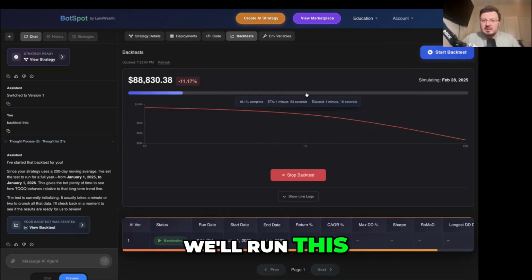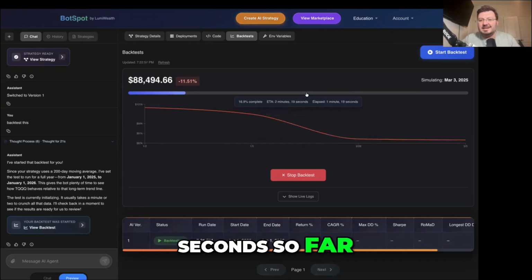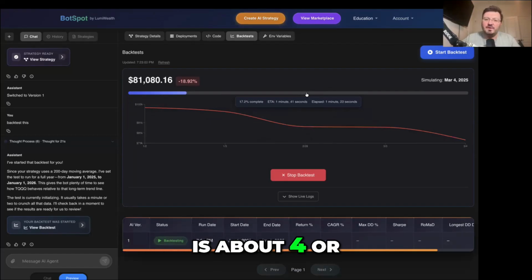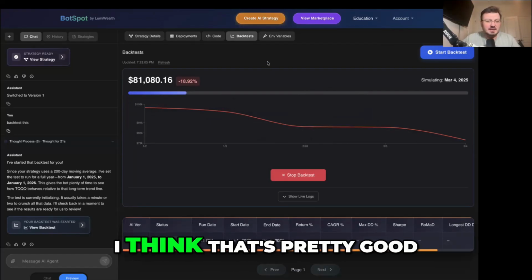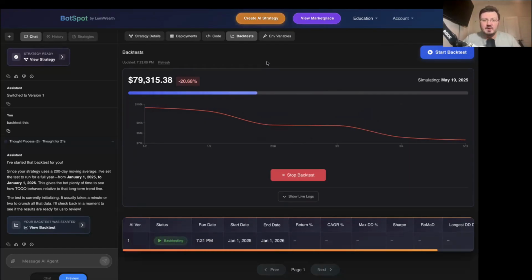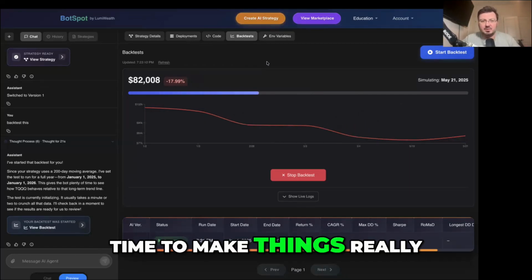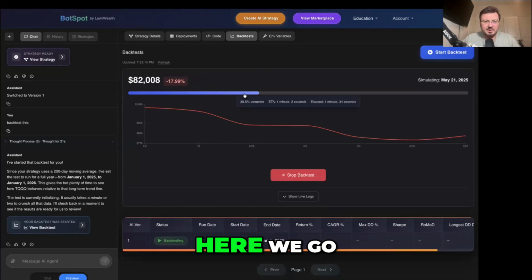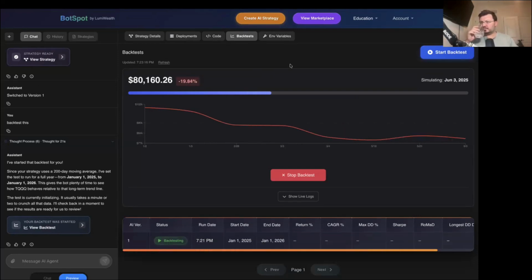We'll run this. We'll see that this is running for about 1 minute and 15 seconds so far. ETA is about 2 minutes, so it looks like the whole backtest for about a year is about 4 or 5 minutes, which is quite nice. I think that's pretty good. Like I said, we're working on getting this down to like a minute, including all that startup time, to make things really, really fast. But here we go. We have the strategy. We'll wait for this to finish.